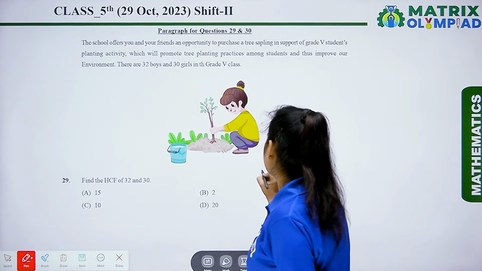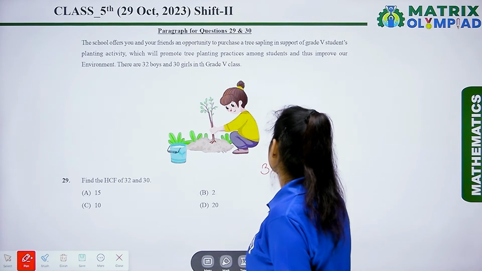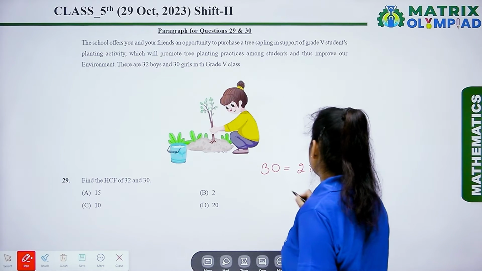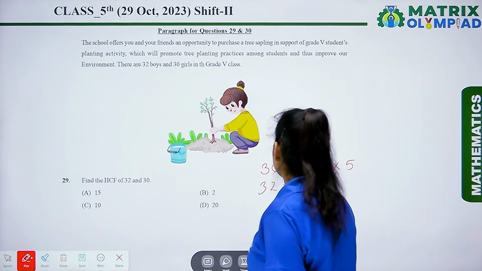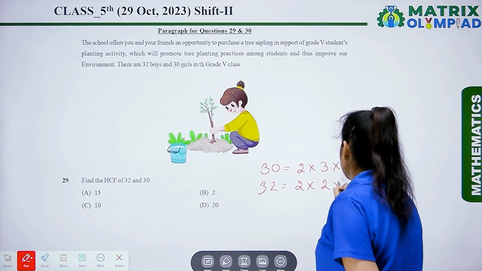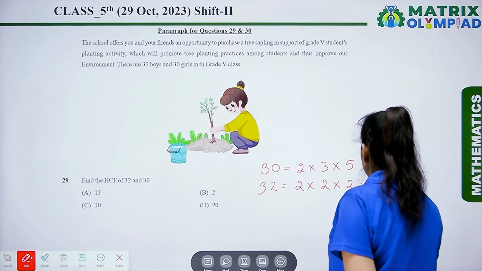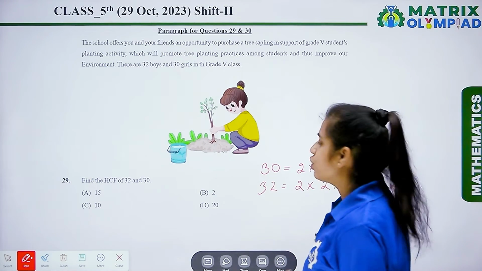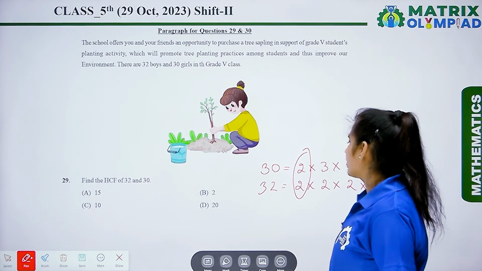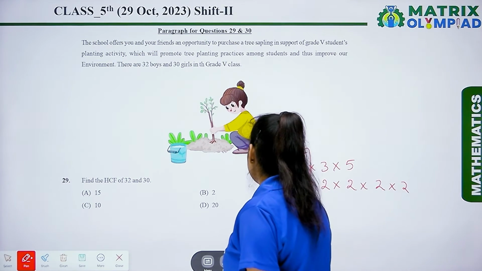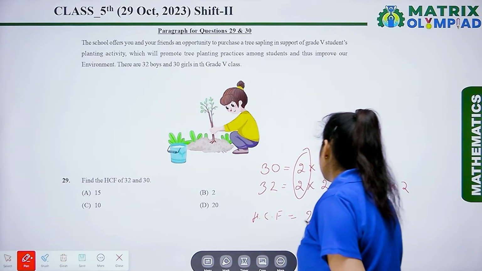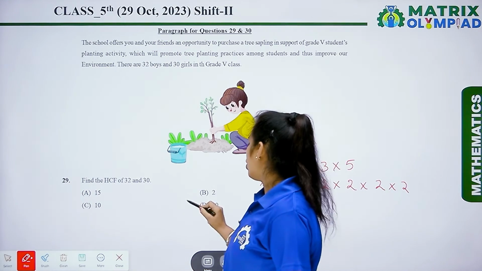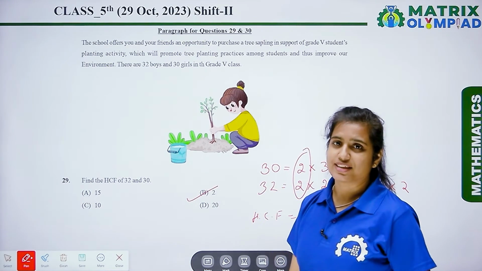Let's find out the HCF. 30 is equal to 2 multiplied by 3 multiplied by 5, and 32 is equal to 2 multiplied by 2 multiplied by 2 multiplied by 2 multiplied by 2. So the HCF is the highest common factor. Here common factor is 2. So the HCF is 2. So out of these 4 options, we have option B, the correct answer.